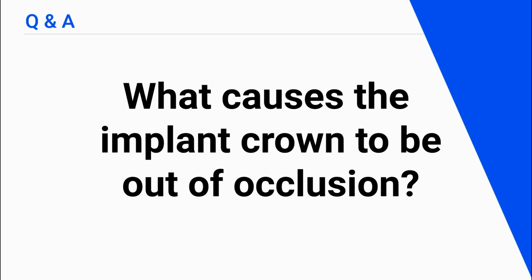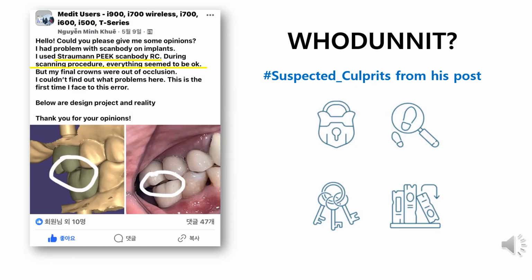What causes the implant crown to be out of occlusion? Why did the questioner's implant prosthesis have such a large error? Identifying the cause is like finding the culprit in a mystery novel. This is because we are trying to figure out who committed the crime, and why, and with what weapon.